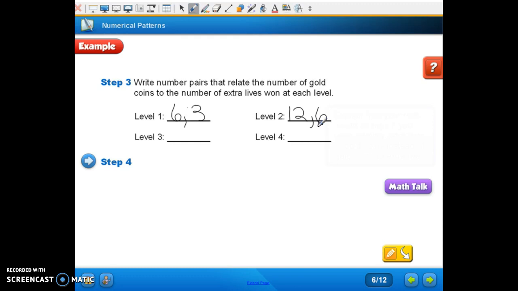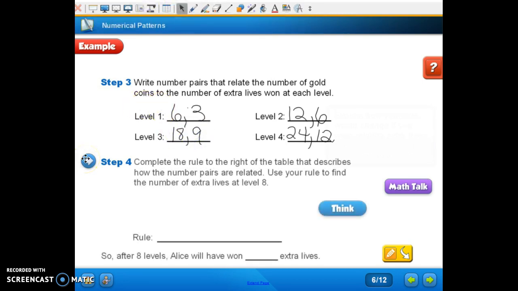And at level 3, our gold coins were? 18. And our extra lives were? 9. So 9 and 18. I don't have my chart, so I was counting on you guys looking at that. Then level 4 would be 24 and 12. And I just put that in there backwards. 18 and 9. There we go.